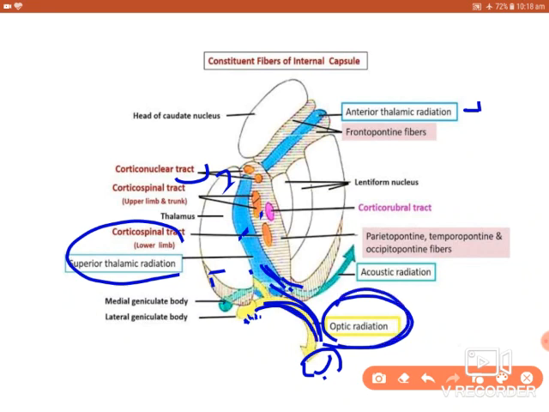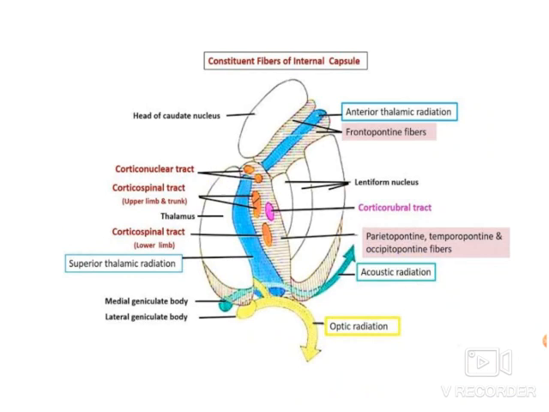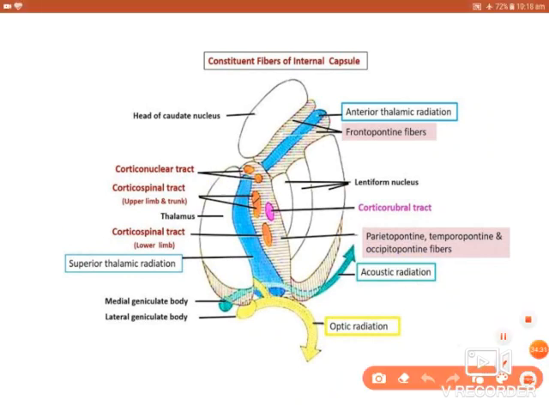Then here you can see this is the medial geniculate body. This medial geniculate body connects to the primary auditory area of the temporal lobe. Here the sublentiform part contains the acoustic radiation fibers. This retrolentiform part contains the optic radiation. So that's about the fibers of this internal capsule.